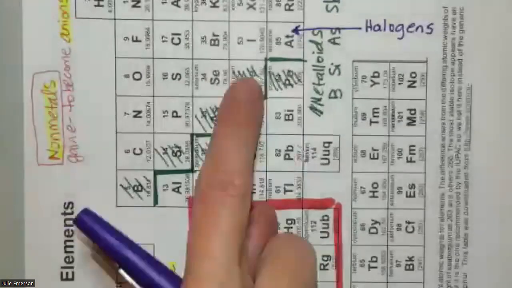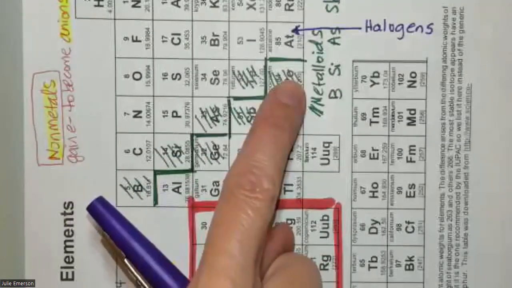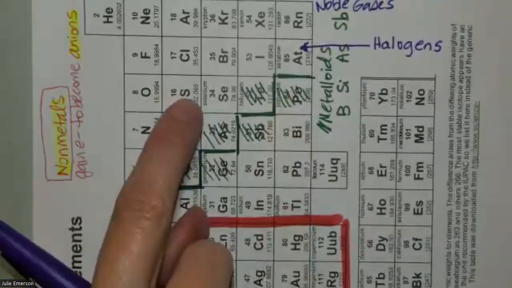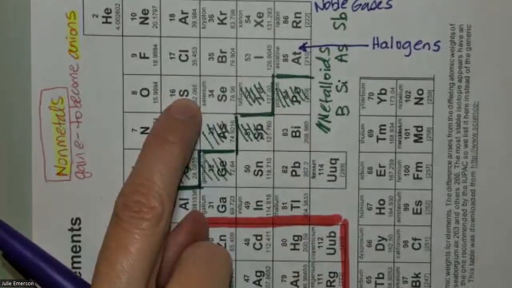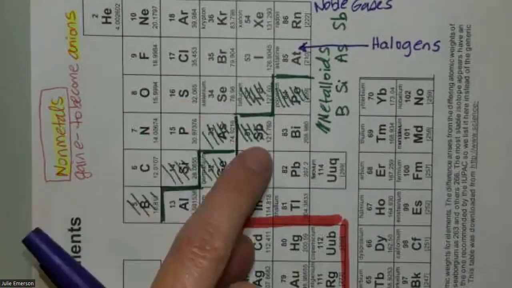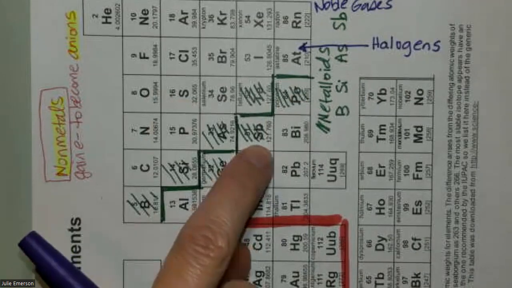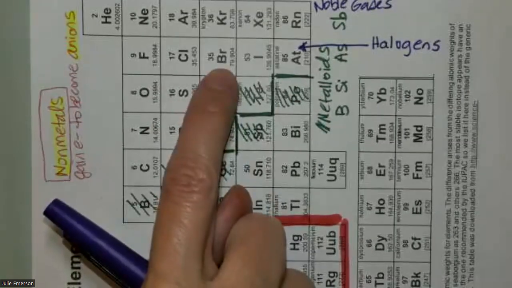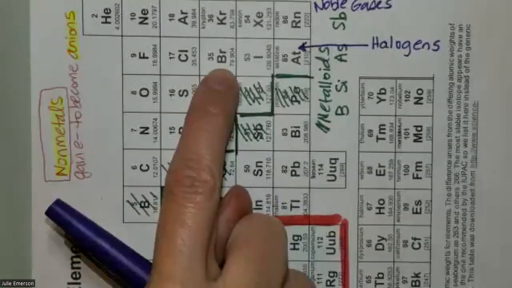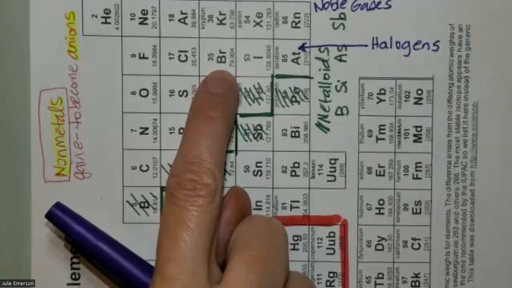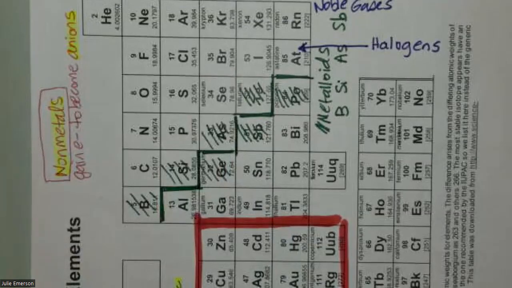All right, then we've got our metalloids along the stair step. So if I asked you to classify sulfur, you would just tell me nonmetal. If I ask you to classify antimony, you'd say metalloid. If I ask you to classify bromine, you would say specifically halogen. Yes, it's a nonmetal, but specifically it's a halogen. All right. So we've got all of that.